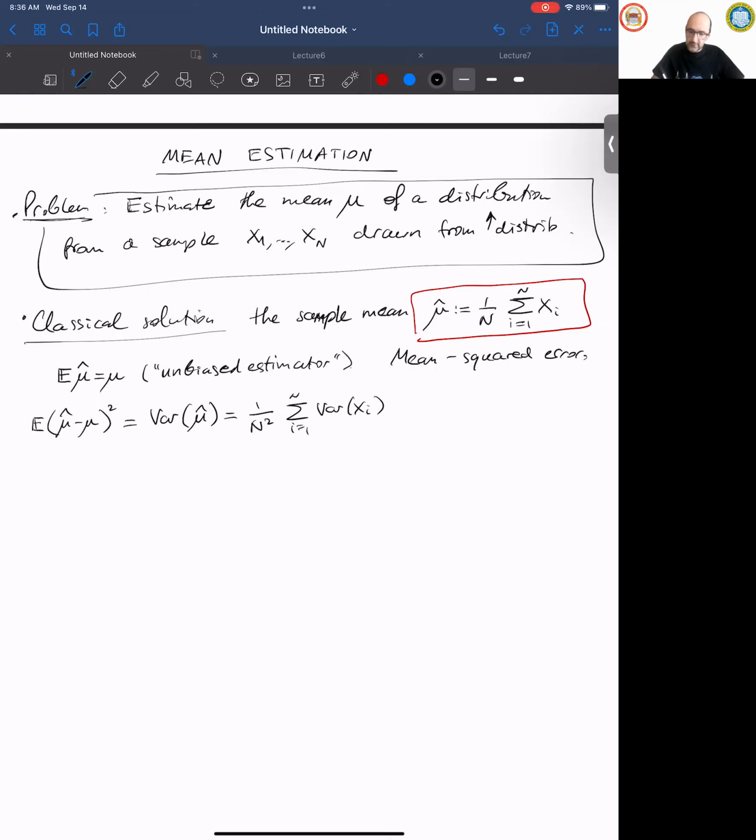The variance of each Xi, let's say, is sigma squared. So maybe we should add into the problem: estimate the mean mu of a distribution from a sample, where the variance of the distribution is sigma squared. So we have sigma squared over n. When we take the square root, the error is on average sigma divided by square root of n. On average.